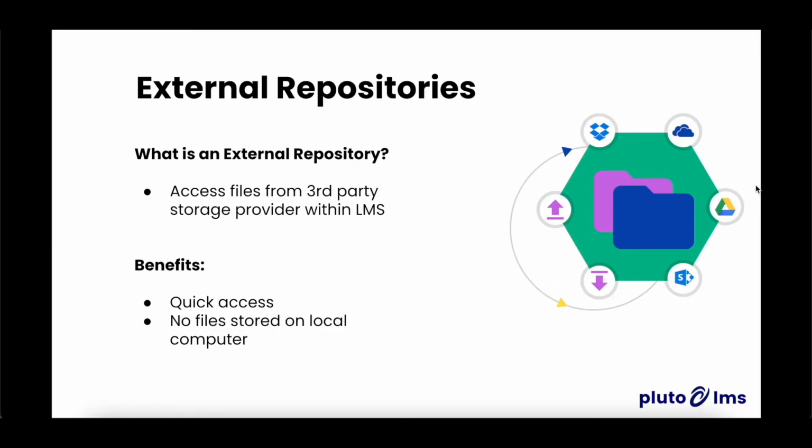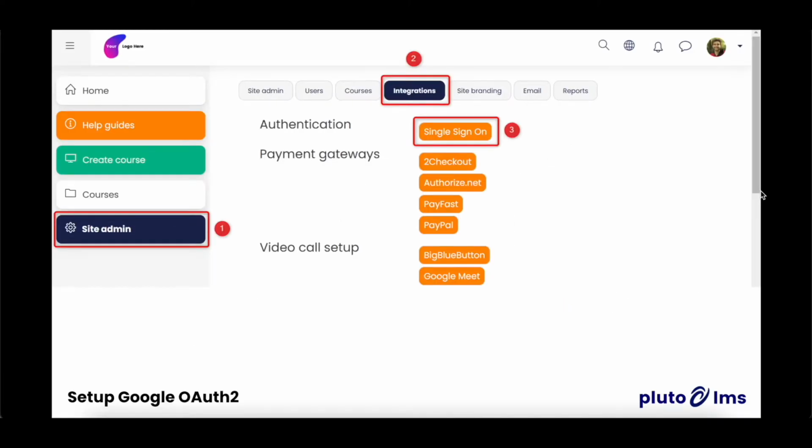So this just gives you quick access. It's quite beneficial in that regard. And then you don't need to have files stored on your local computer. So if you're out of office or you're working remotely, you can easily access those files on the go, and you don't need to store anything on your laptop. Best case scenario, if your laptop gets stolen or your laptop breaks, the files are stored in the cloud, so they're never lost. So what does this look like in Pluto LMS?